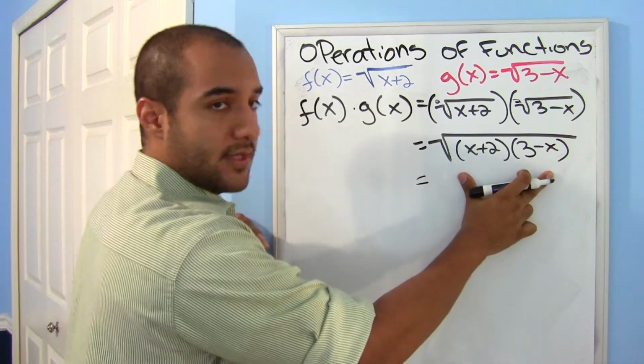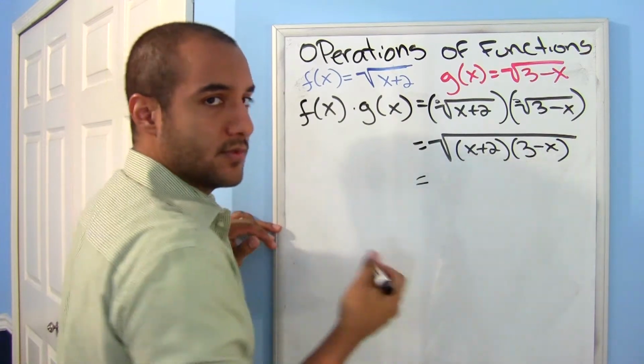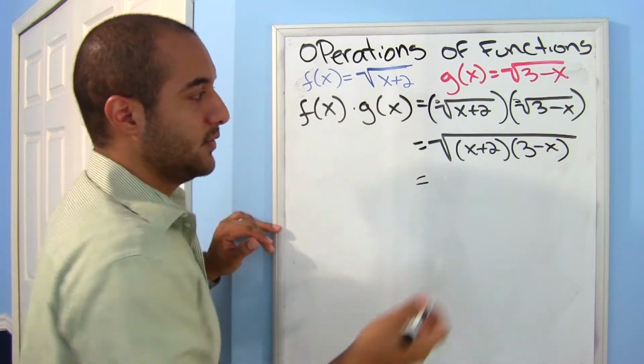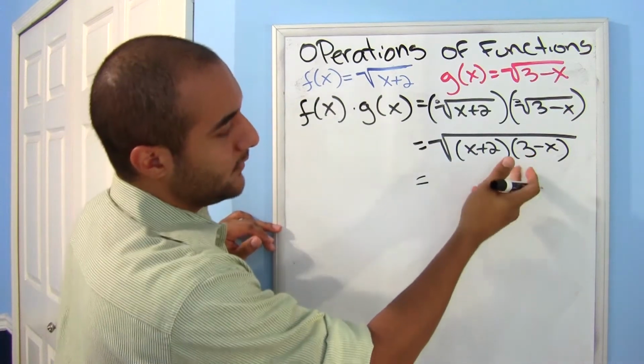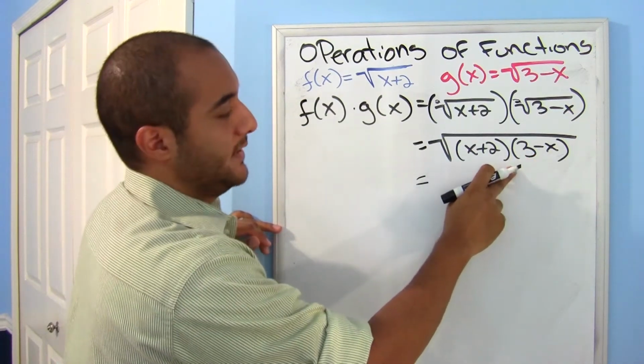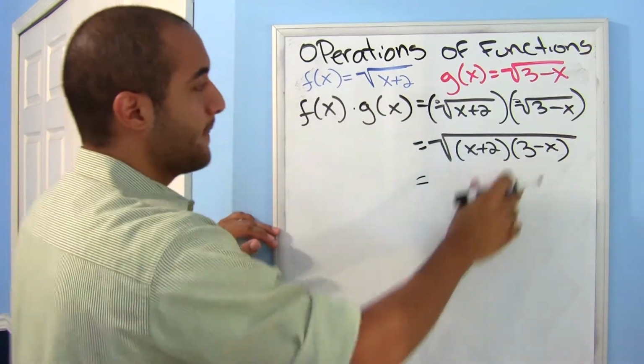Now, most people will actually just stop right here. If your teacher wants you to distribute this, just go ahead and distribute what's on the inside. You'll get a quadratic on the inside, but most likely you'll just stop here.